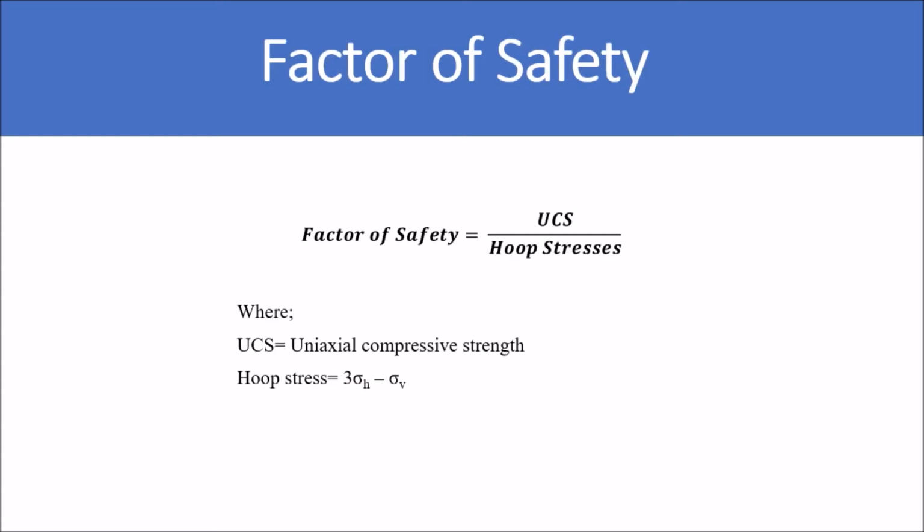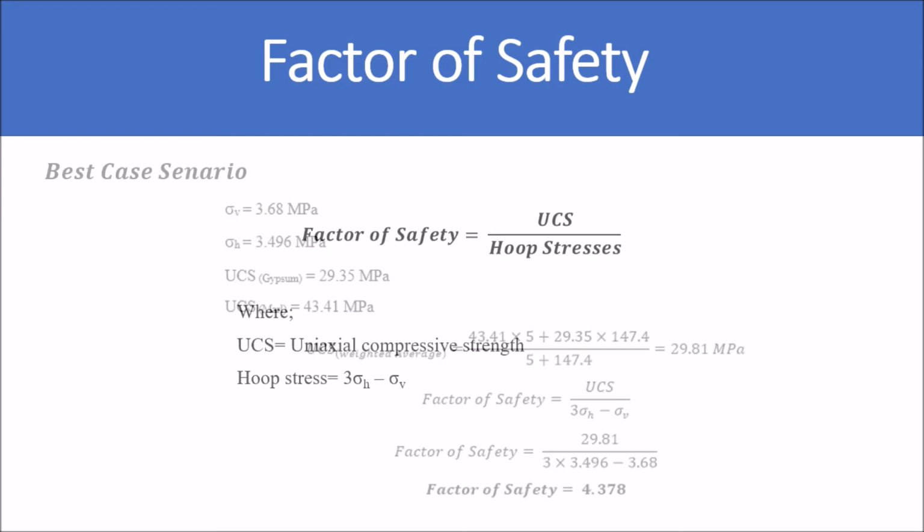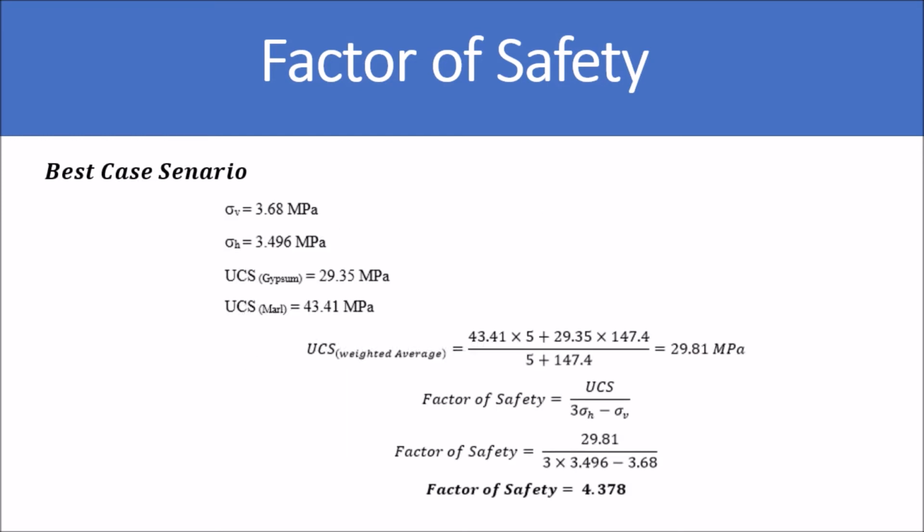Factor of safety can be calculated by UCS divided by hoop stresses. For the best case scenario, we have our burden of 2 rocks, gypsum and marl. We calculated the UCS using the weighted average formula and put it in the factor of safety formula. Factor of safety is 4.378, which is greater than 1, which means for the best case the mine is safe.